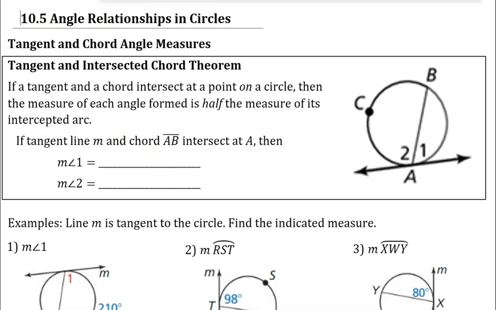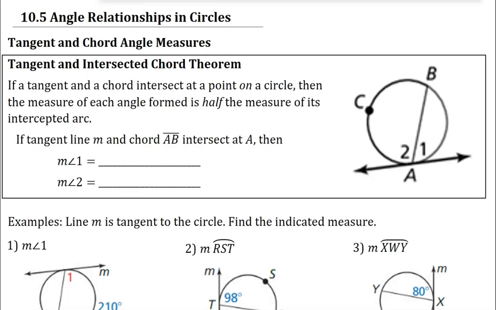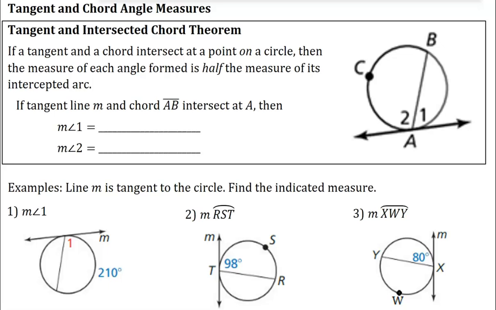Okay, so to start with, we're going to look at the relationship between a tangent and a chord and the angles that those form. All right, so if a tangent and a chord are intersecting at a point on a circle, like right here, at point A, they are intersecting. Remember, a tangent line intersects a circle at exactly one point, and a chord crosses through twice. Then the measure of each angle formed is half the measure of the intercepted arc.